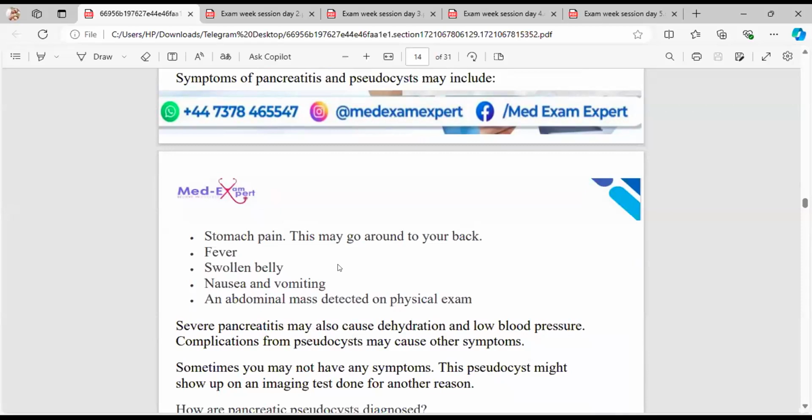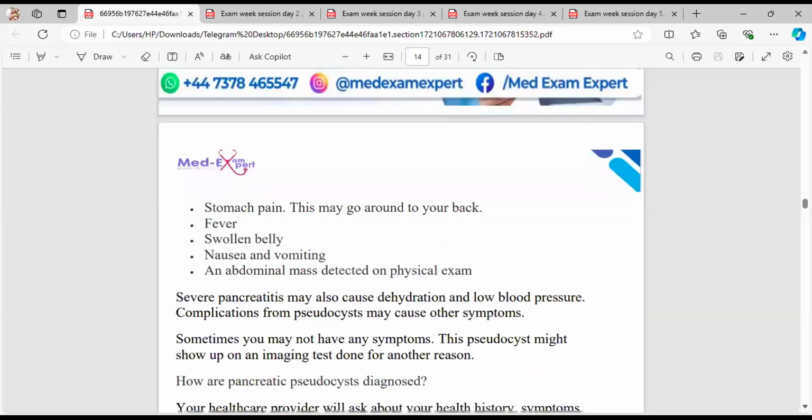In the history, maybe they say that the patient has acute pancreatitis. They might give you a question like: a 30 years old patient who is alcoholic, who takes a lot of alcohol, and recently he has the problem of pancreatitis, and now the patient comes to you with these symptoms. So they will give you the symptoms as well. Stomach pain, which may go around to your back, fever, swollen belly, nausea, vomiting, and abdominal mass detected on physical examination if this is cirrhosis. So they will give you these symptoms as well for your diagnosis.